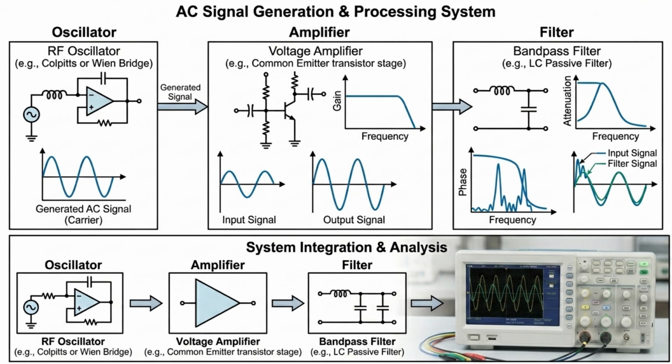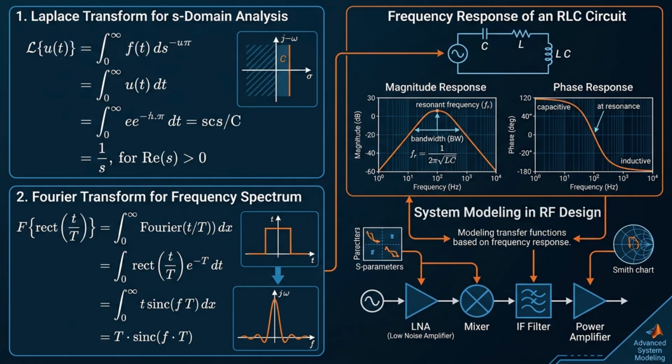Engineers analyze how signals change in amplitude and phase as they pass through different circuit stages, ensuring correct system performance. AC analysis also provides the foundation for more advanced techniques such as frequency response analysis and system modeling, which are critical in modern electronics and RF design.